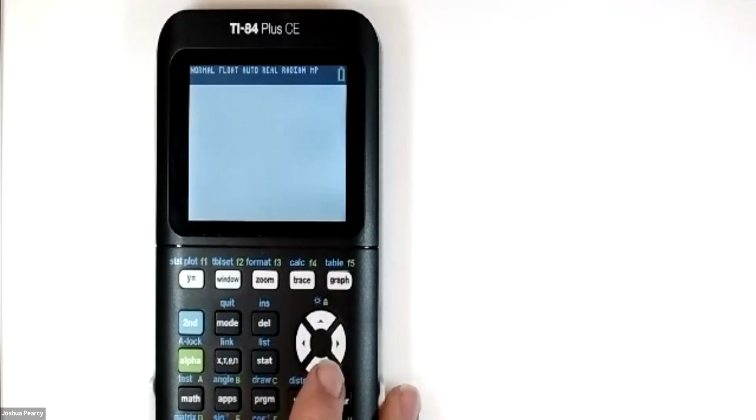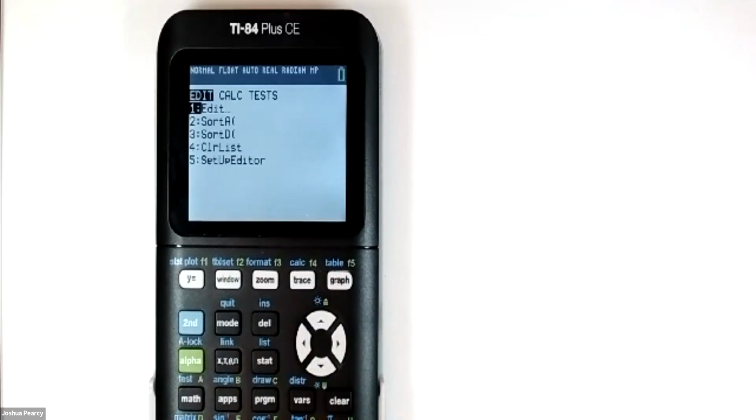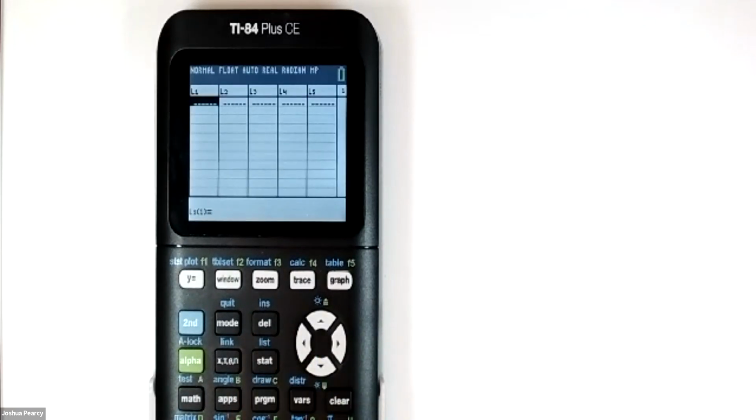First thing you want to do is make sure you don't have anything in your lists. So go to stat, edit, and make sure the lists in there are empty. If they aren't, do you know how to clear them? All you do is hit stat, clear list, and then the number of the list it is.